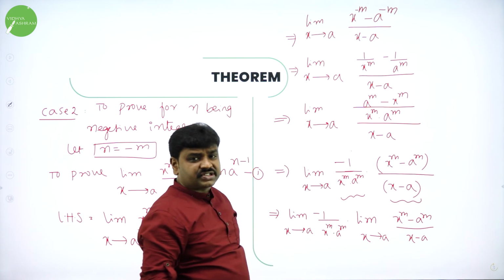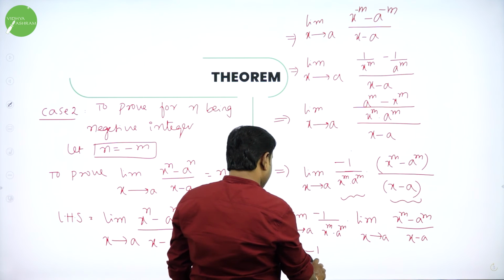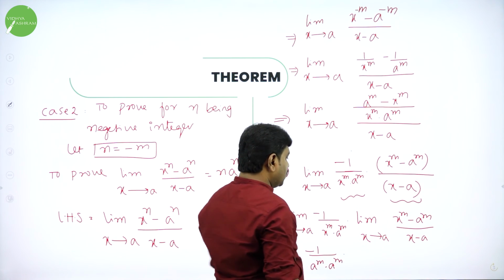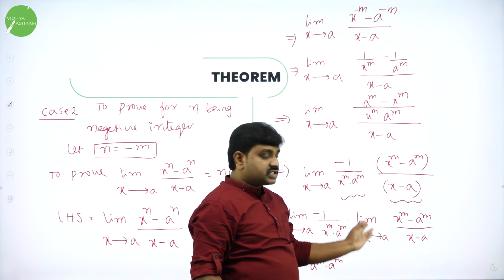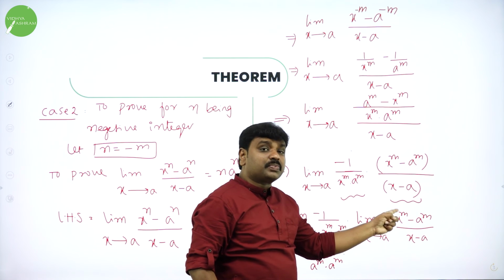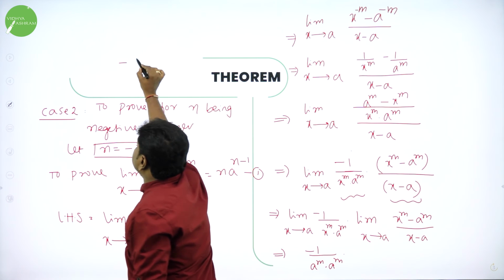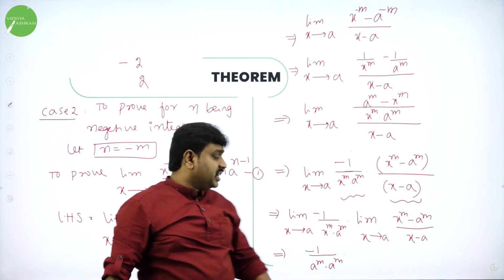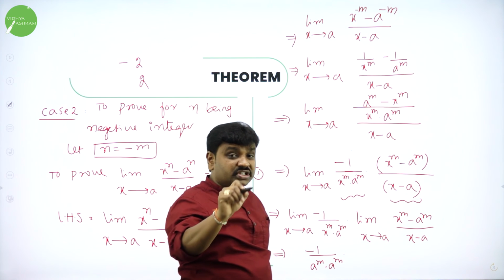Now what is meant by limit x tends to a? In the place of x put a, then it becomes 1 by a power m into a power m. Now this is in the form limit x tends to a, x power m minus a power m by x minus a. It is in standard form. Now m is a positive integer. Please understand, minus m is what? Negative integer. For example, minus 2 is a negative integer, but 2 is a positive integer. So now minus m is negative, therefore m is a positive integer. And we proved the theorem is true for positive integers.